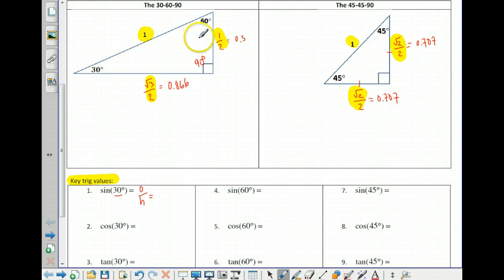30 degrees. Opposite is 1/2. I'm pretty sure I just told you to use these values. So 1/2 over 1, which is 1/2. Any questions? Usually this first one's a little confusing. So cosine of 30 would be adjacent over hypotenuse, which would be that's the adjacent side, divided by hypotenuse, which is 1, so it's just square root of 3 over 2.